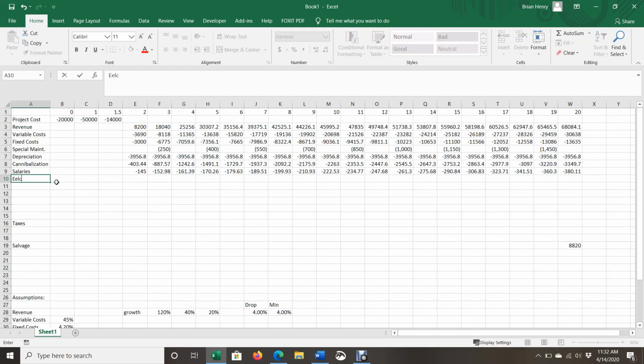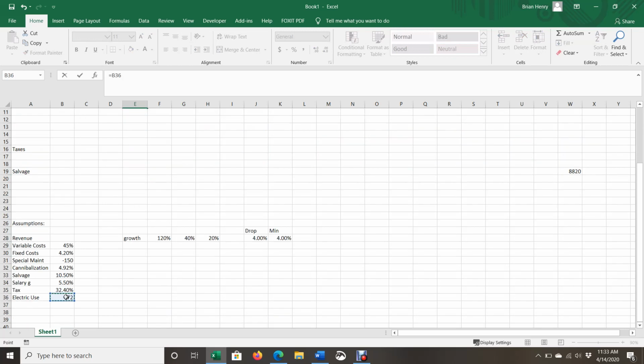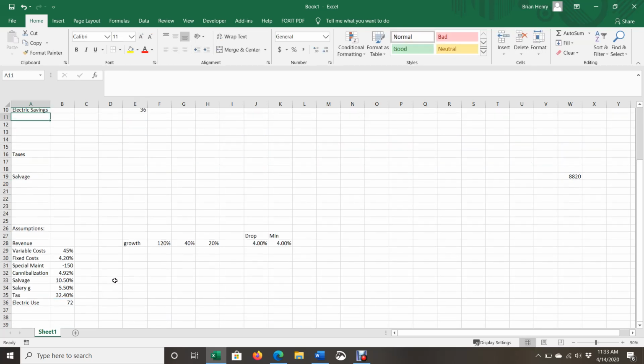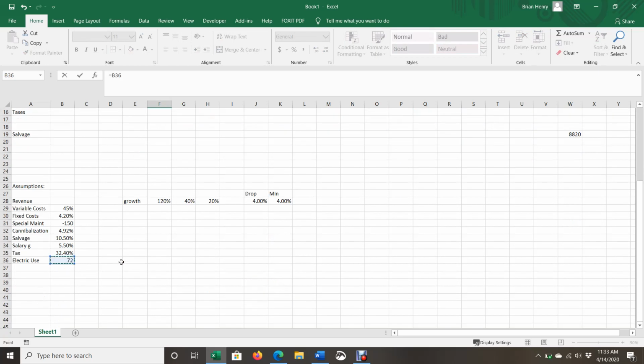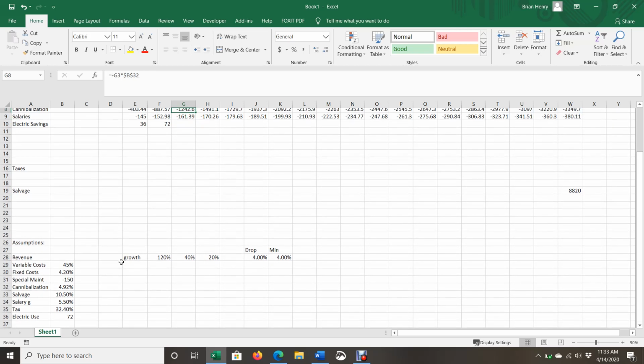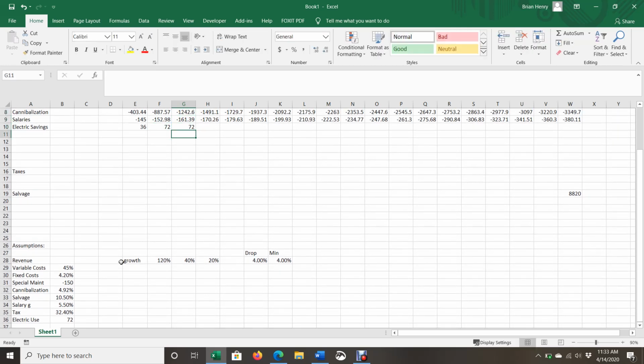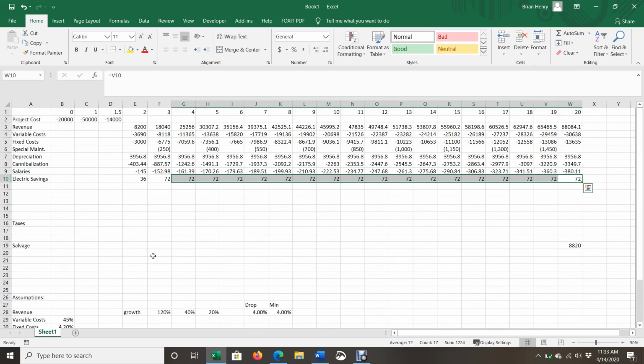And this will be electric savings. In the first year, though, we're only running half a year, so it should be electric use by 2. Then this will equal electric use, and this will equal that. Okay, I'm going to stop here. I'm running out of batteries, and we'll continue on again with another video here in just a little.